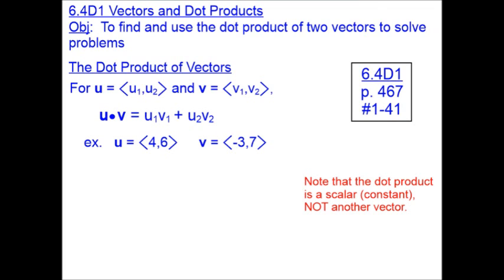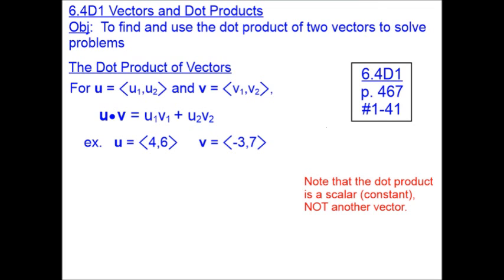Okay, we just became masters of vectors, and now we're going to introduce something called a dot product. The dot product is going to allow us to do some other things that we formerly couldn't do, and it's going to make some of the things we did before a little bit easier. So here we go. The dot product of vectors. Well, first of all, what is it?